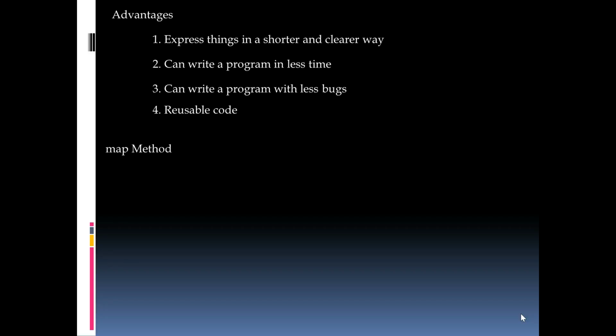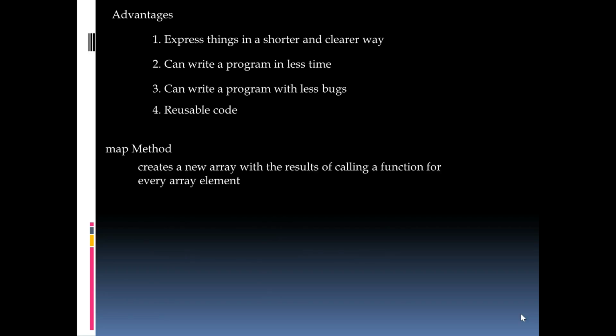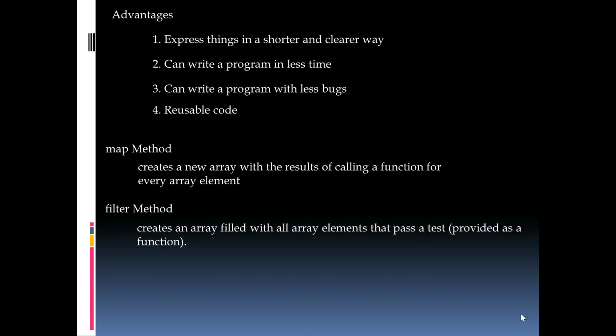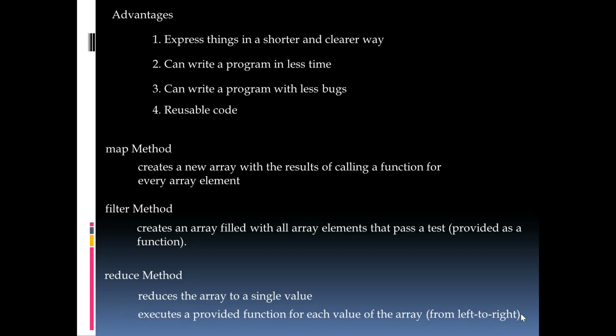Here are examples of methods that can be used for functional programming. The map method creates a new array with the results of calling a function for every array element, while the filter method is used to create an array filled with all array elements that pass a test, provided that the callback function is a function. And the reduce method reduces the array to a single value and executes a provided function for each value of the array from left to right.